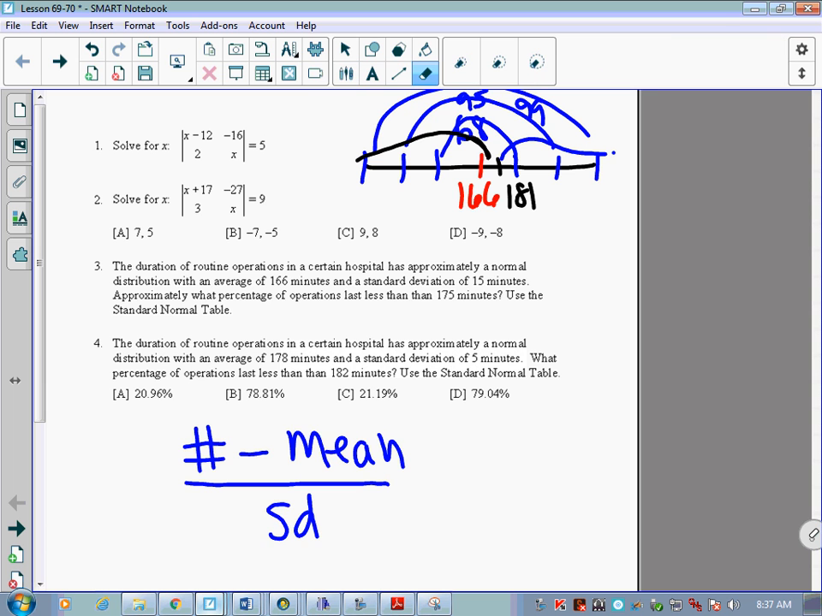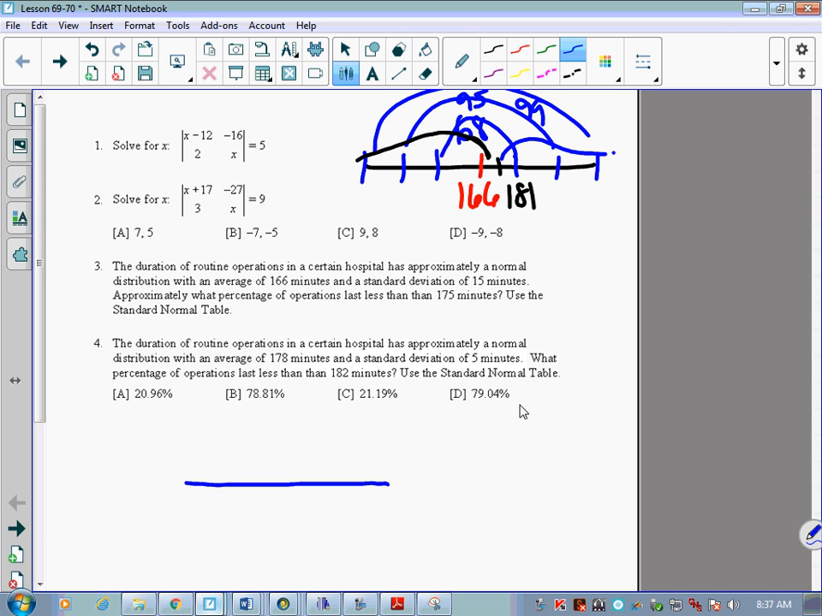Yeah. Okay, so I'm going to erase this. All right. What number are they asking about? There you go, 182. Okay. What is my mean of the distribution? 178. And what is my standard deviation? 5. So we want 182 minus 178 divided by 5. 0.8, right?